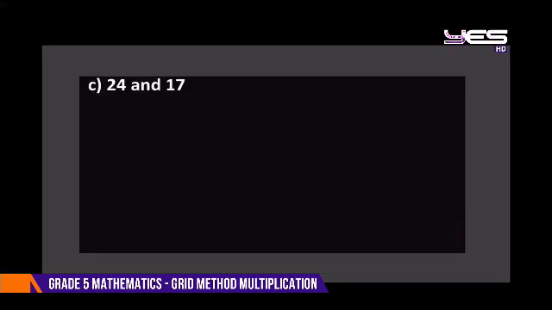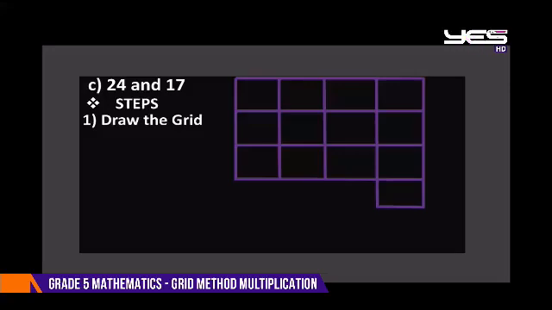Okay, now look at this example, children. 24 multiplied by 17. As you can see, this time our multiplier and our multiplicand is also of 2 digits, right? So let's follow the steps. First, we have to draw the grid. As you can see, our grid is also different this time, right? We have drawn 4 columns and 3 rows, and there is one more additional box as well. So as we go on with the number, you will know why we have drawn more rows and columns, okay?